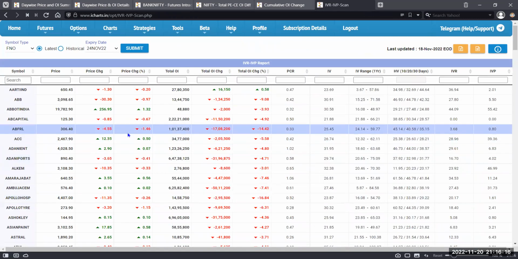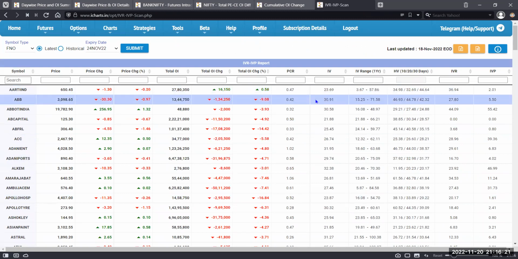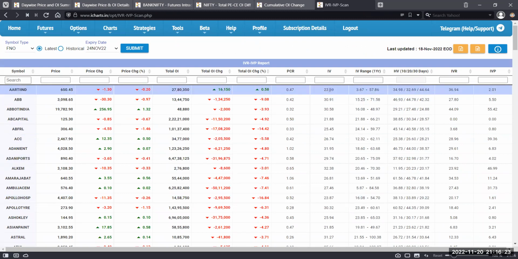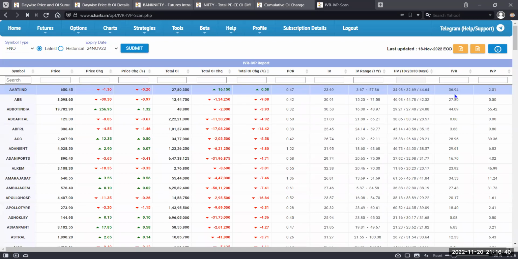See, basically, IVR and IVP tell you how the current IV is placed with respect to 1 year's IV range. The IVR tells you where exactly the current IV is in this 1 year range. So 36% means this is 36% of this range. Whenever it is less than say 40% or so, it is low.